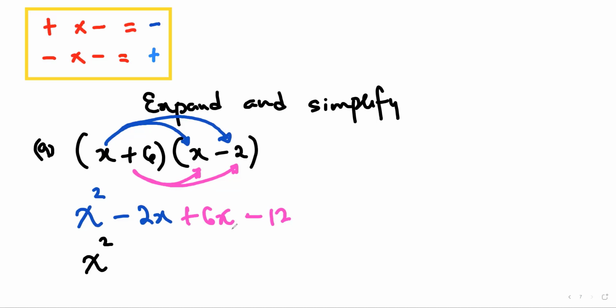Let's see. Not exactly. Minus 2 plus 6, what does it give you? Counting from minus 2: minus 1, 0, 1, 2, 3, 4. Yes, 4. Good. So minus 2x plus 6x is going to be plus 4x. And then you put the minus 12, which is what is left there. So this becomes your final answer: x squared plus 4x minus 12.